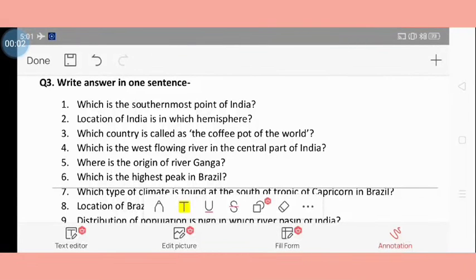Everyone, in our last video we discussed how to state whether a statement is correct or wrong. Now in this video we are going to discuss right answer in one sentence. The first question is, which is the southernmost point of India? The southernmost point of India is Indira Point.